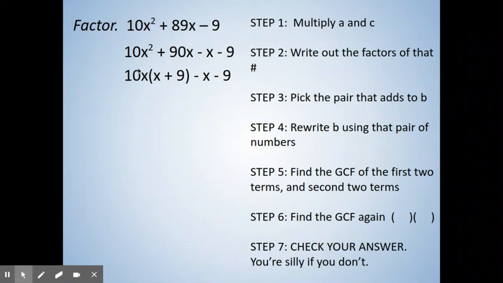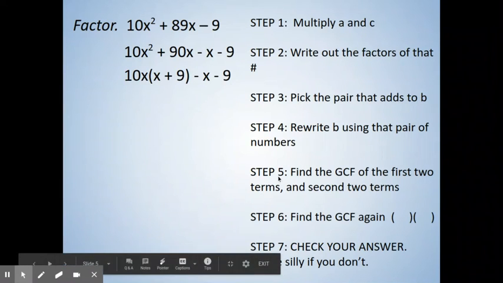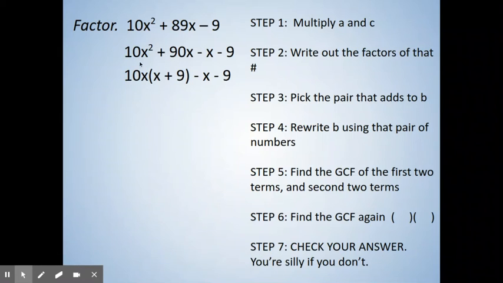For this first part here, we said the GCF is 10x. 10x times x gives us that 10x squared. And then 10x times 9 gives us the 90x. I went ahead and just copied down those last 2 terms. So we're still here on step 5. I found the greatest common factor of these first 2 terms and put it there. Now we're going to do the same thing with the second 2 terms.